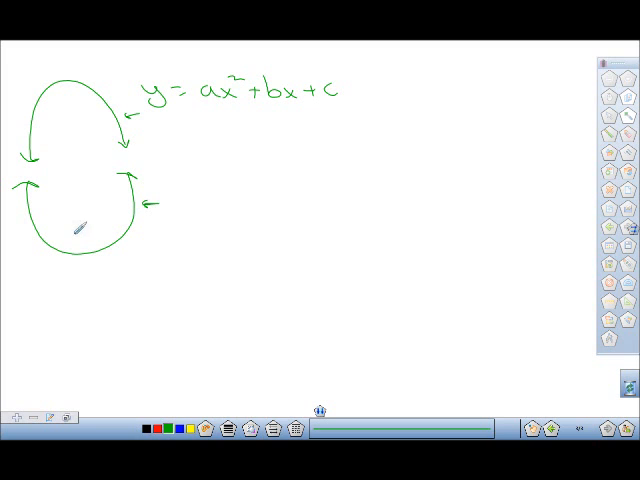Positive a opens up like a cup. Negative a opens down like a crown. All right, then we learn special pieces or parts. Look at that. We started finding special pieces.